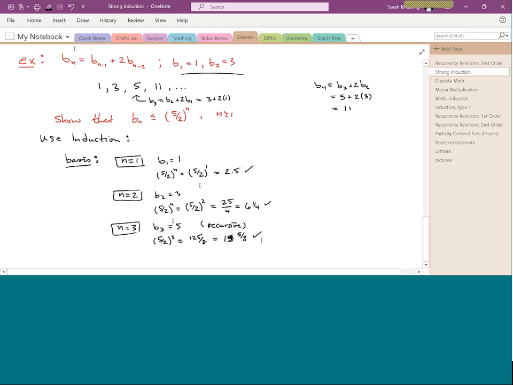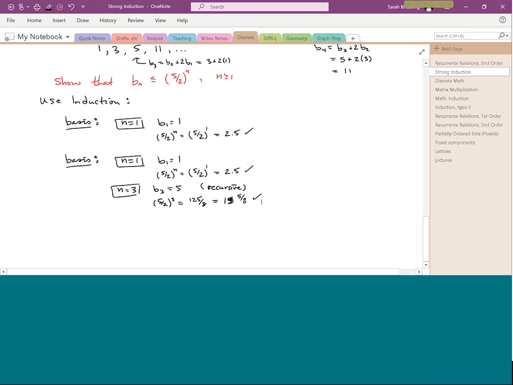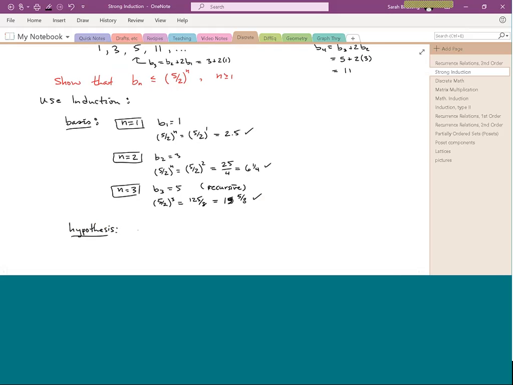So notice, just like before, we had 1, 2, 3 n values we had to check for our basis step. Once you have your basis step, you're ready for your hypothesis. Now let's suppose that we can actually just use regular old induction here. So if we use regular old induction, what would we say? The hypothesis statement would say, assume that everything works for n equals k.